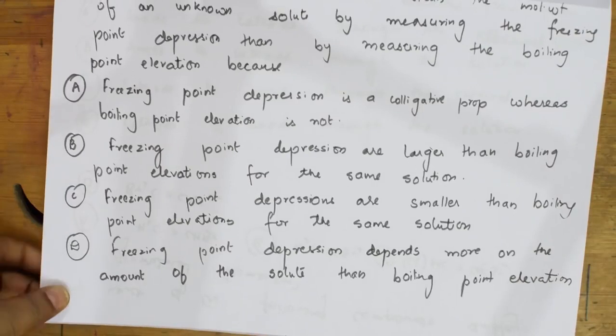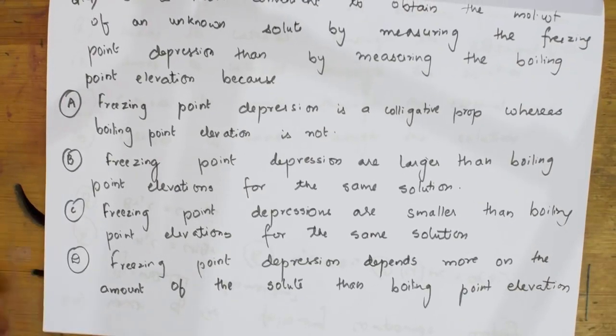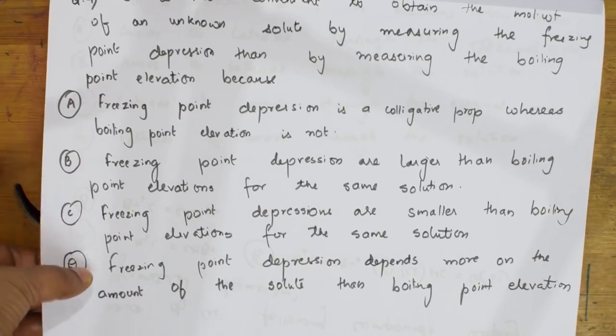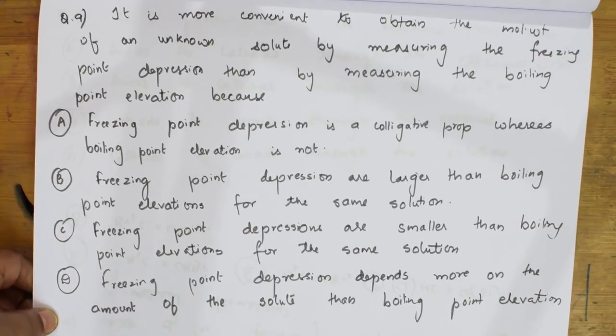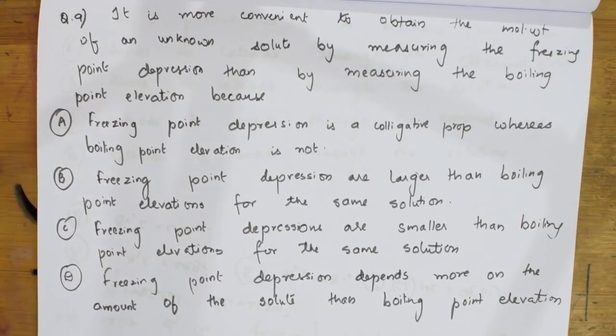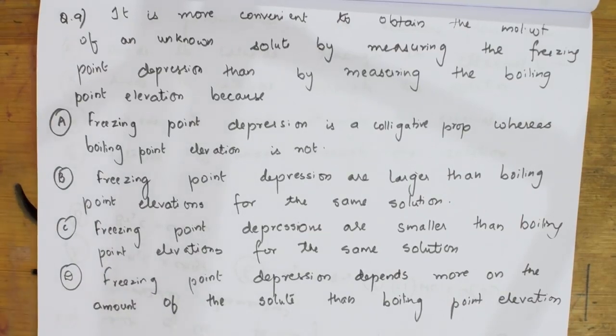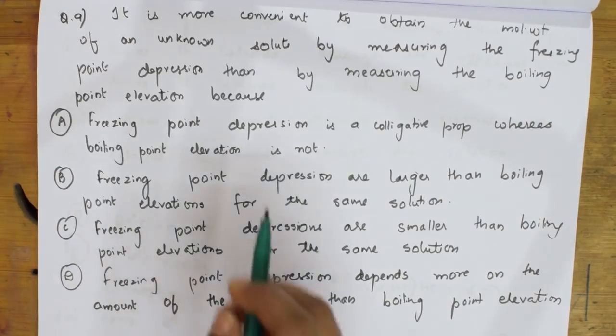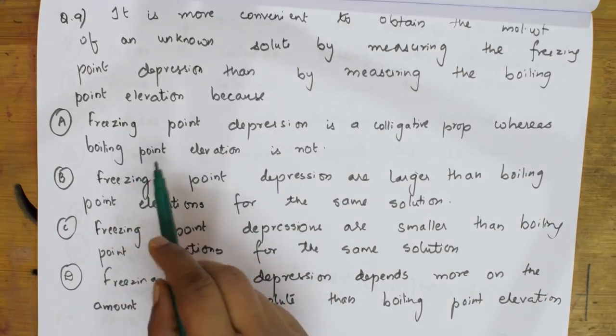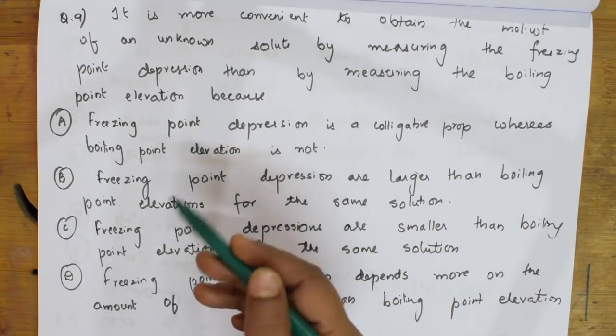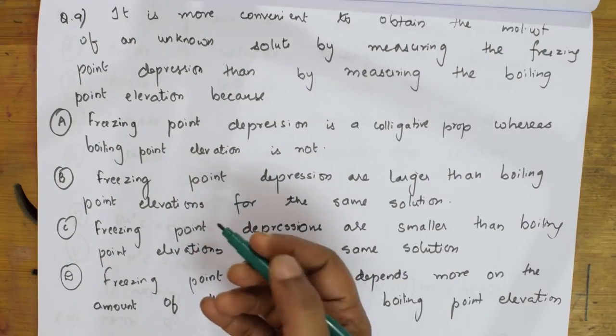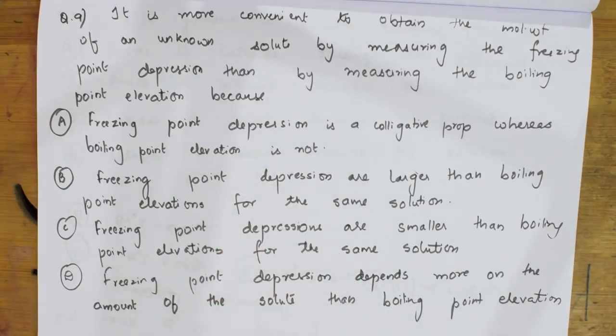So let's come back and read the next question, students. A bit lengthier question, but let us understand the concept. So what do they give us? It is more convenient to obtain the molecular weight of an unknown solute by measuring the freezing point depression and not by measuring the boiling point elevation. Because, right, so let us see the option. Why are we taking that to calculate? Why are we taking freezing point, or why are we taking the boiling point elevation?